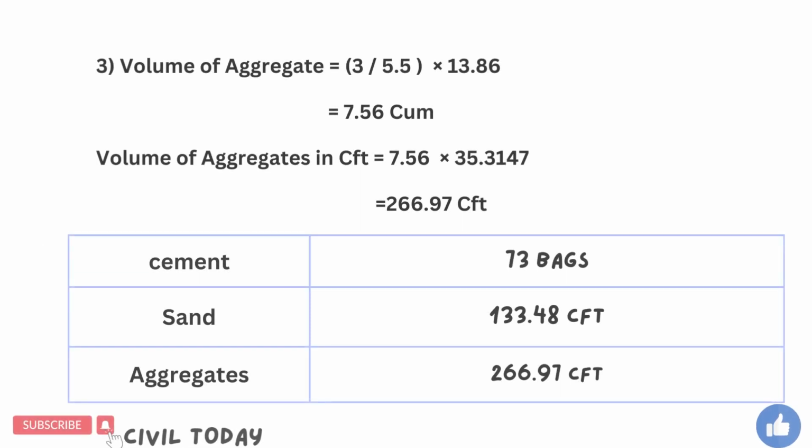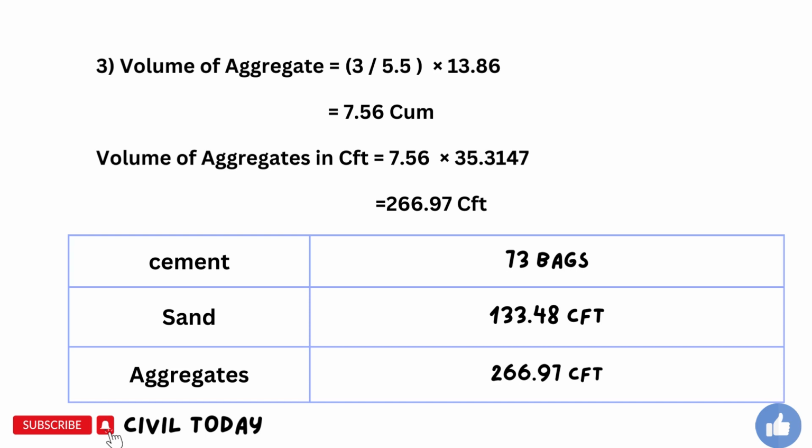And then after that we need to calculate the volume of aggregates. What will be the volume of aggregates which we will use for the construction of the slab? Simply, the ratio of the aggregates was 3, divided by the sum of proportions, that was 5.5, multiplied by 13.86. We know that it's a dry volume, so its value comes out to be 7.56 cubic meters.